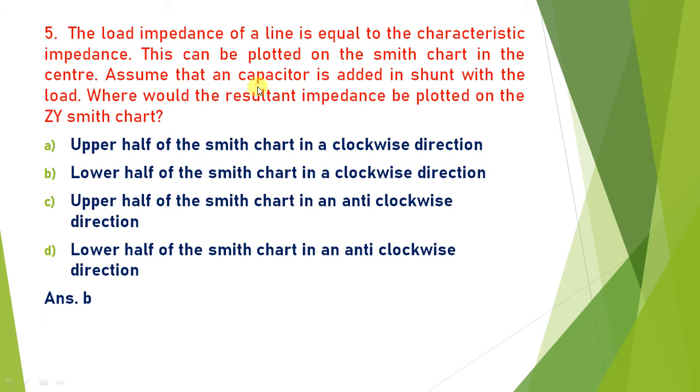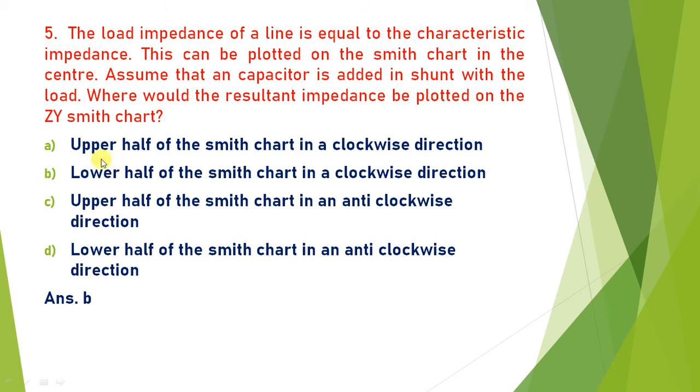The same question, and what if the capacitor is added in shunt with the load? Okay, a capacitor is added in shunt with the load. If you add the capacitor, the point moves in the downward direction, in the lower half of the Smith chart. But here it rotates in the clockwise direction rather than anti-clockwise. So the answer is B. Inductor means upward direction, capacitor means downward direction. For a capacitor in series, it is anti-clockwise, and for a capacitor in shunt, it turns in the lower half of the Smith chart in the clockwise direction.